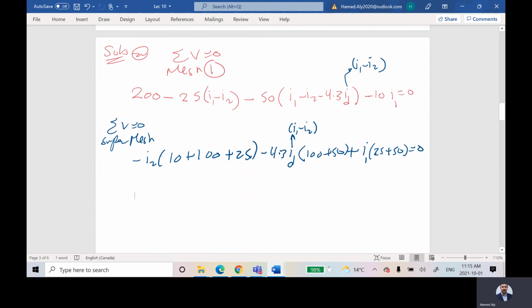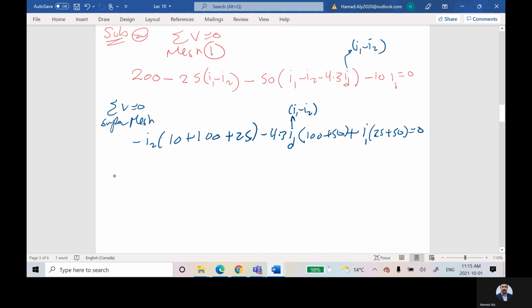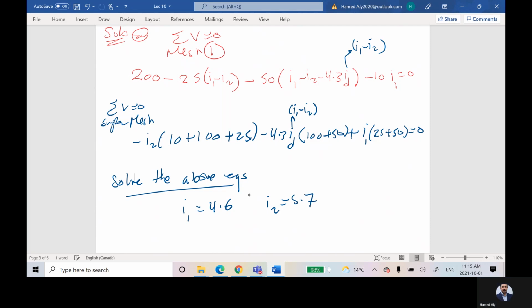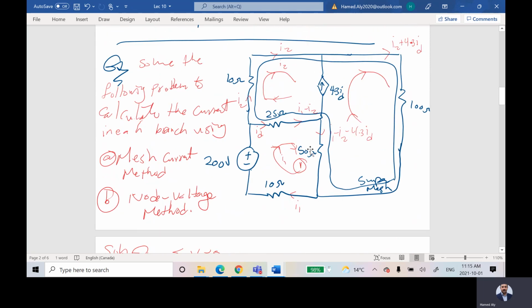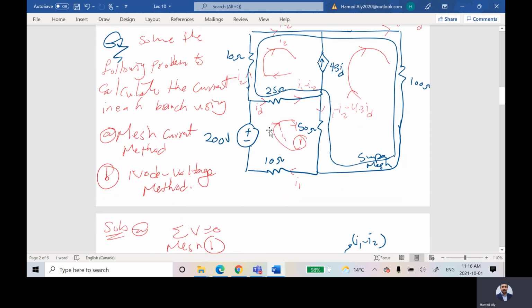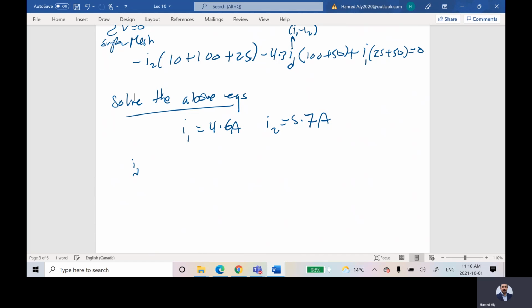Then try to solve these two equations in these two unknowns to find I1 and I2. In the notes, I show you how to do that. You will realize that I1 should be equal to 4.6 and I2 should be equal to 5.7. Once you calculate I1 and I2, everything else will be very easy. I asked you to calculate the current in each branch. You have already calculated I1 and I2, so the difference between I1 and I2 is ID. So ID is equal to 4.6 minus 5.7, and I think it is negative 1.1 amps.